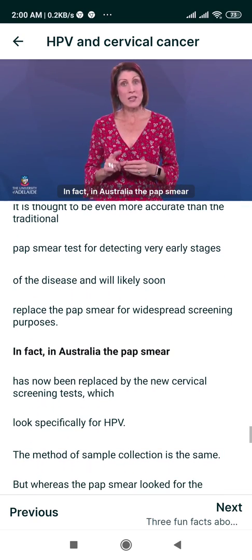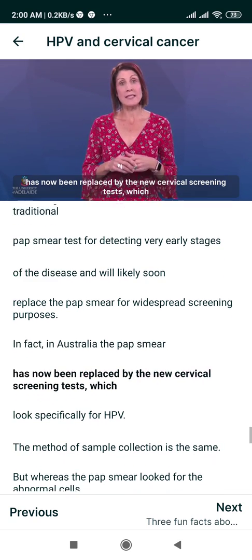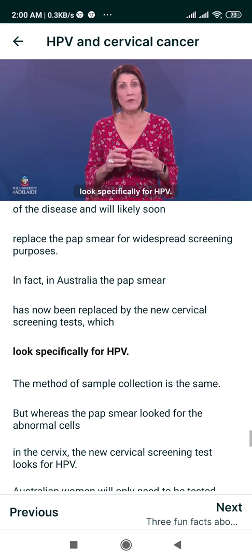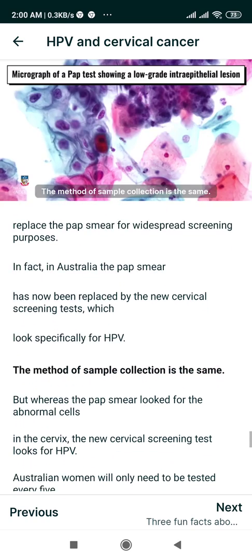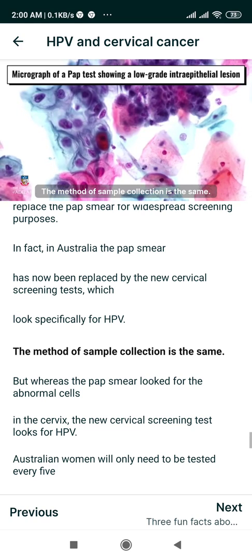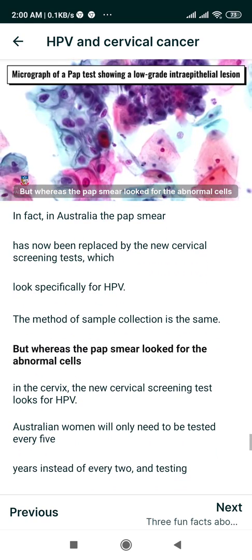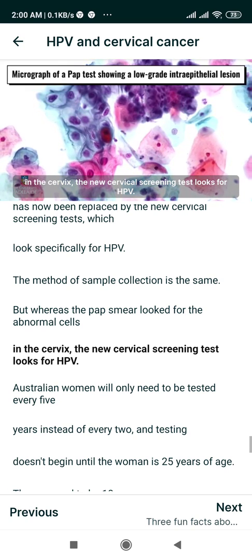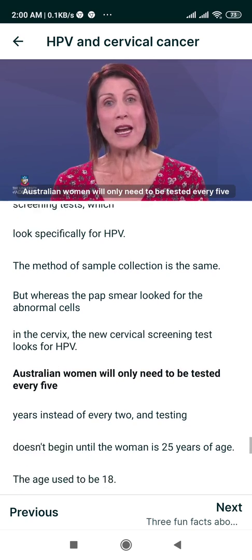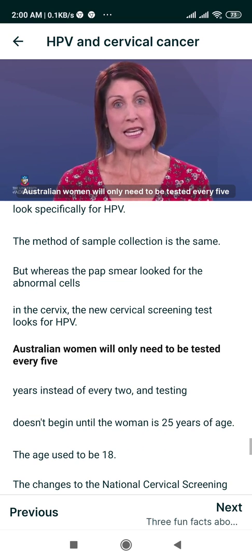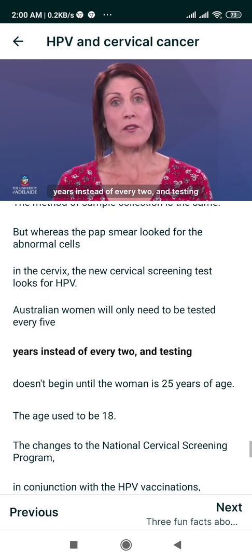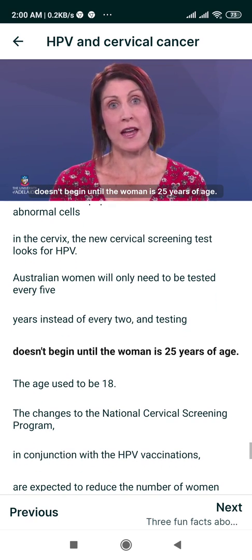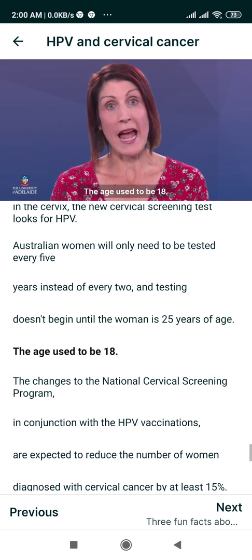In fact, in Australia, the Pap smear has now been replaced by the new cervical screening test, which looks specifically for HPV. The method of sample collection is the same, but whereas the Pap smear looked for the abnormal cells in the cervix, the new cervical screening test looks for HPV. Australian women will only need to be tested every 5 years instead of every 2, and testing doesn't begin until the woman is 25 years of age. The age used to be 18.